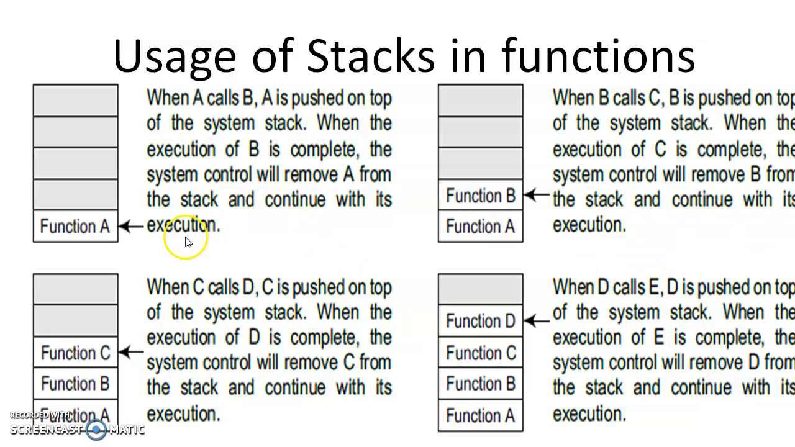This we have seen here. When function A is calling function B, function A has been pushed into the stack and function B started execution. When function B is calling function C, function B has been pushed into the stack, and when function C is completed, function B comes out of the stack for execution. When function C calls function D, function C is pushed onto the stack and D starts its execution. When function D calls function E, function D is pushed onto the system stack. And when the execution of function E is completed, only then is function D removed from the stack.